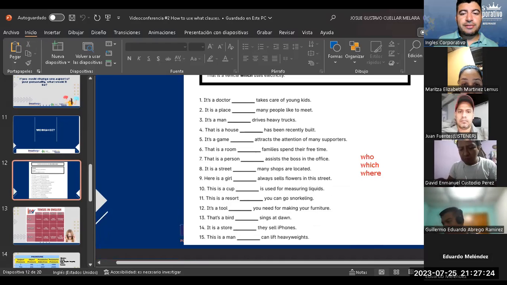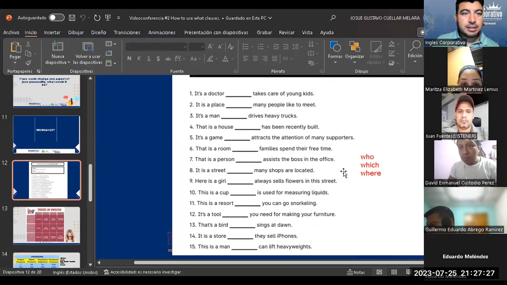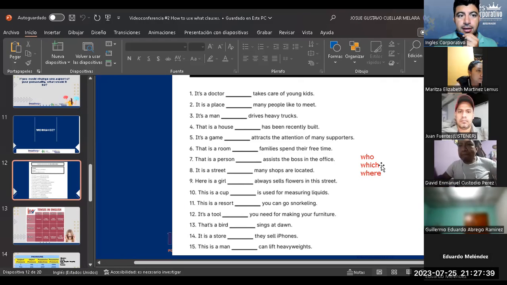Ok. Here we have 15 sentences. Tenemos 15 oraciones. And what we're going to do is to select who, which, where. Who significa quién, se refiere a personas. Which significa cuál. Y where significa dónde. ¿Ok? ¿Quién, cuál, dónde? O which también significa el cual, ¿verdad? Pero es para objetos. ¿Ok? I'm going to give you some time. Les doy un poco de tiempo. And then we continue working with this. ¿Ok? Try to select 3 or 4, seleccionar 3 o 4 para que no se las gane, ¿ok? And then we're going to complete it.